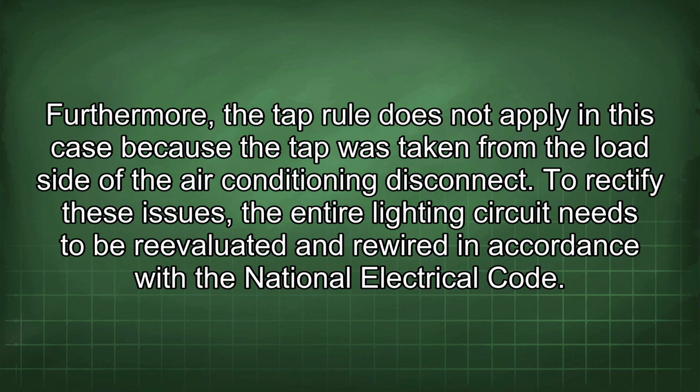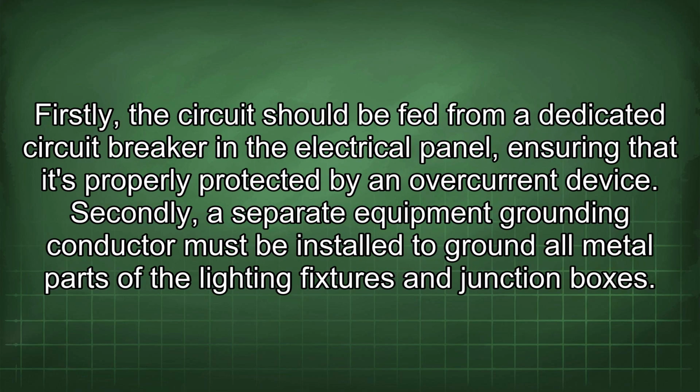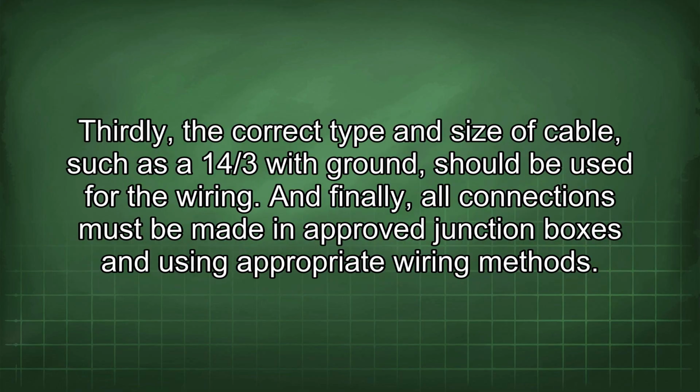To rectify these issues, the entire lighting circuit needs to be re-evaluated and rewired in accordance with the National Electrical Code. Firstly, the circuit should be fed from a dedicated circuit breaker in the electrical panel, ensuring that it's properly protected by an overcurrent device. Secondly, a separate equipment grounding conductor must be installed to ground all metal parts of the lighting fixtures and junction boxes. Thirdly, the correct type and size of cable, such as a 14/3 with ground, should be used for the wiring. And finally, all connections must be made in approved junction boxes and using appropriate wiring methods.